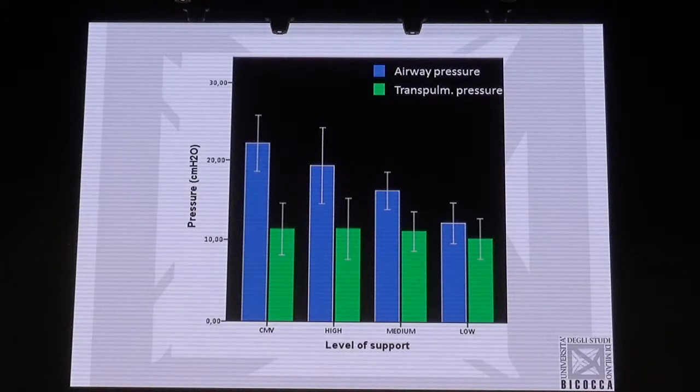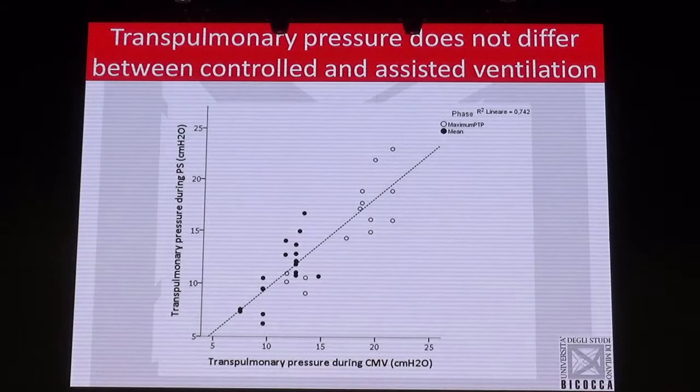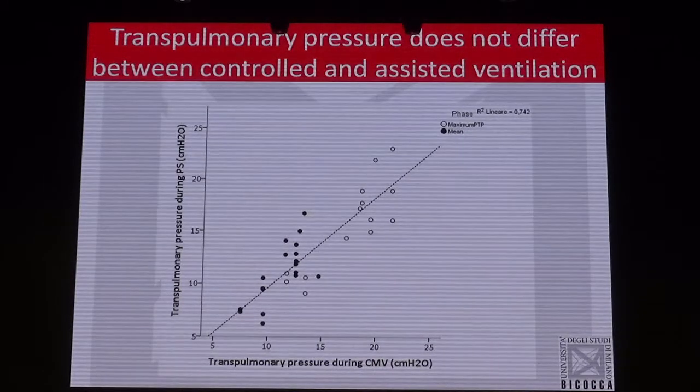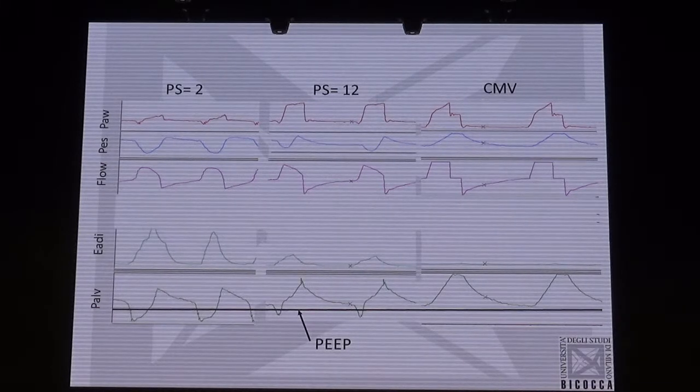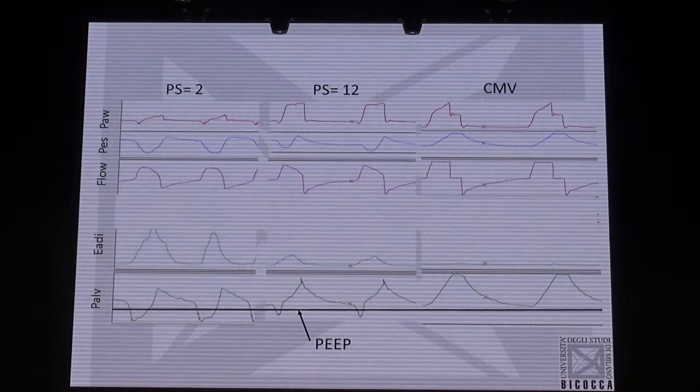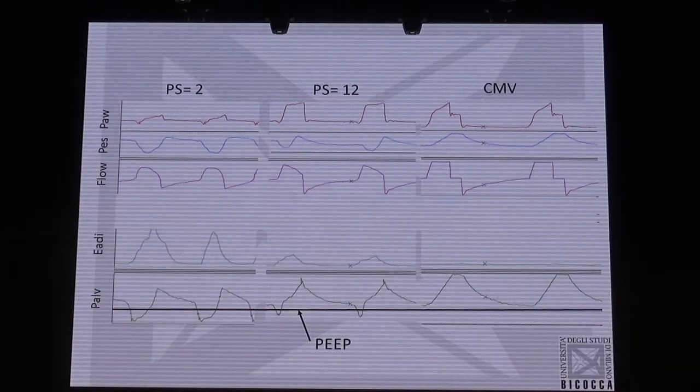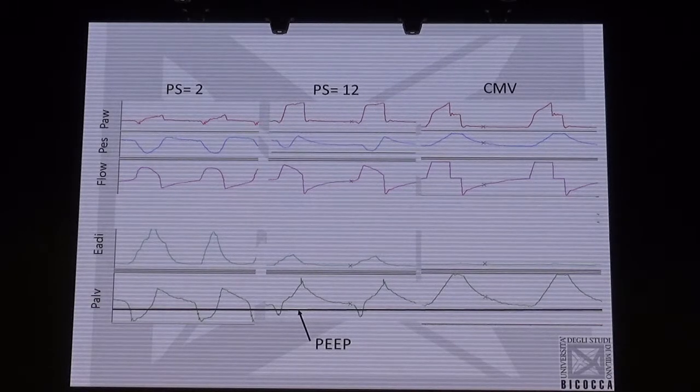In fact, during spontaneous breathing, we have the generation of a negative pressure outside the lungs. And this is just a remark of what I just showed you. As I say, the transpulmonary pressure is identical between pressure support of 2 centimeters of water, 12 centimeters of water, and controlled ventilation. But what differs is the way this pressure is applied to the lungs.